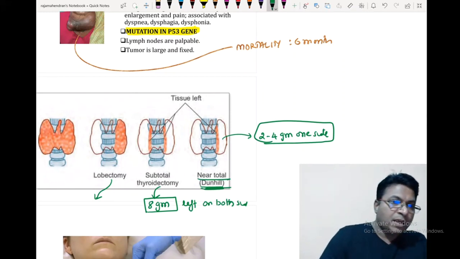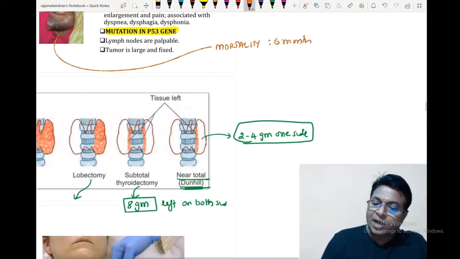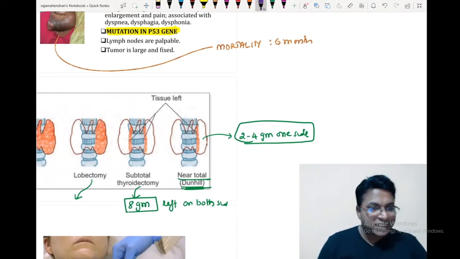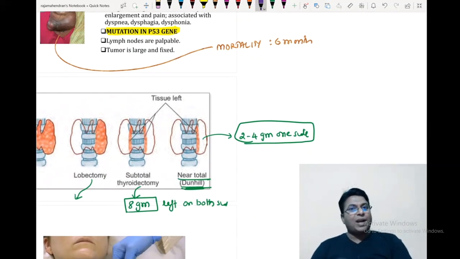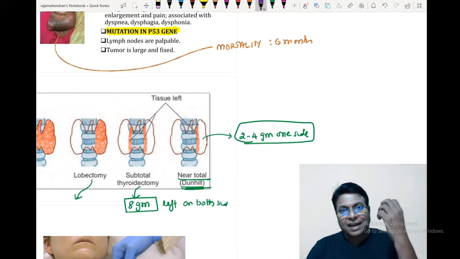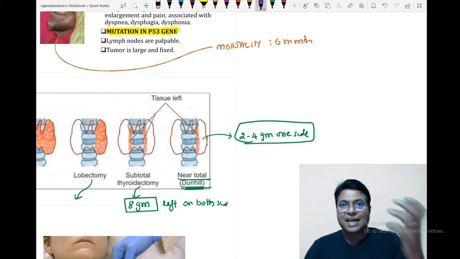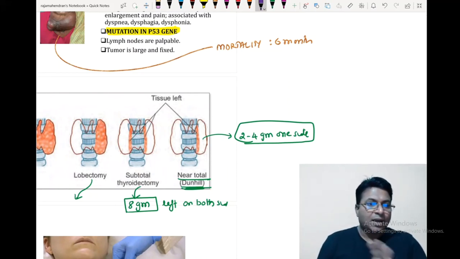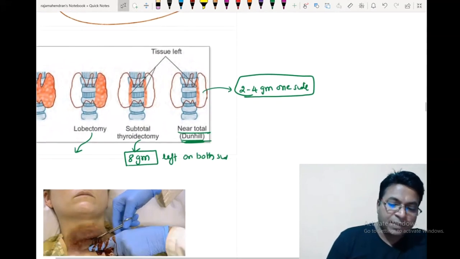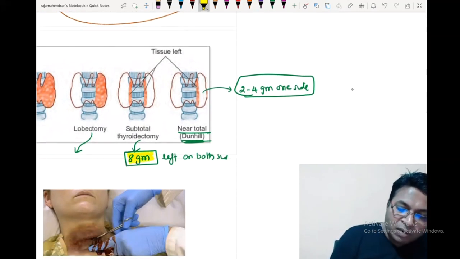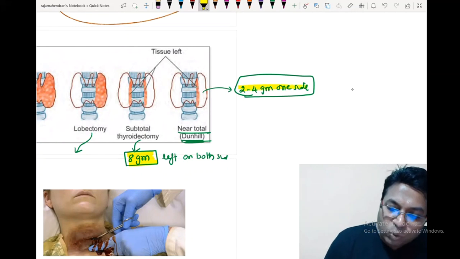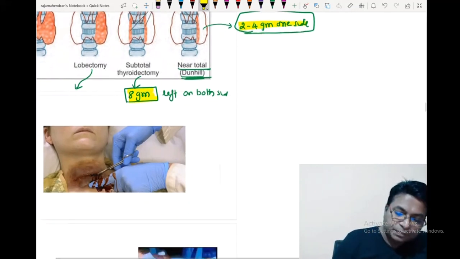Follicular adenoma and carcinoma cannot be differentiated. Once you get a picture of follicular adenoma or follicular neoplasm in FNAC, we should go for thyroidectomy, and based on the thyroid specimen only we will decide whether it is a cancer or benign. That cannot be diagnosed by FNAC. So subtotal thyroidectomy leaves 8 gram on both sides. Near total leaves only 2 to 4 gram on one side.